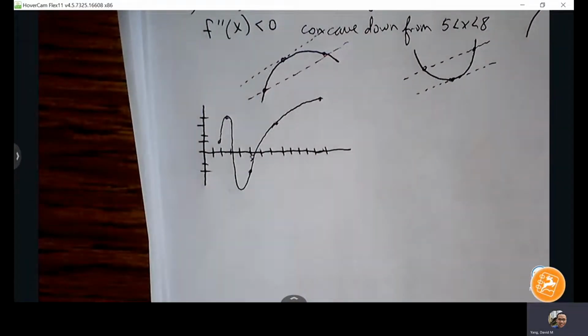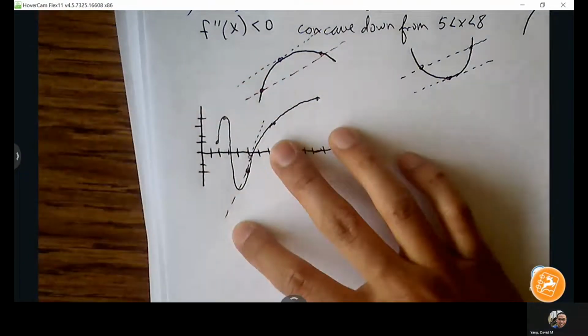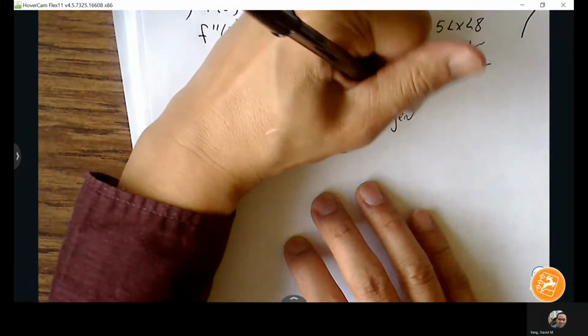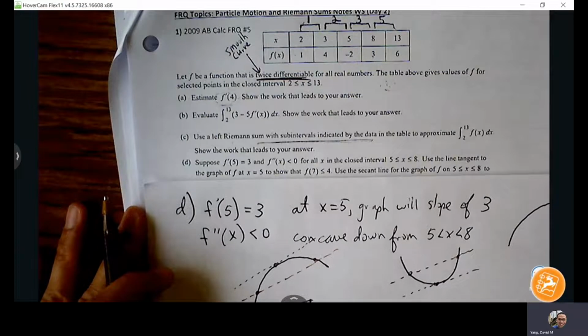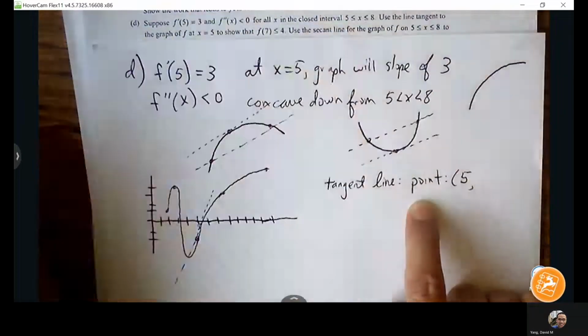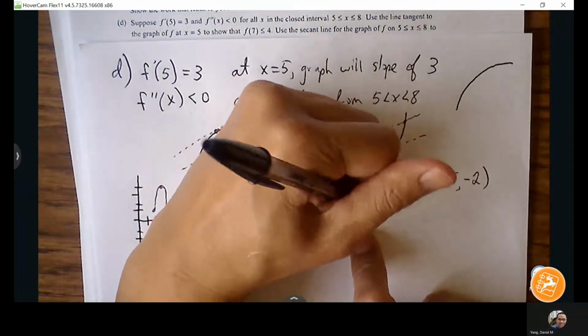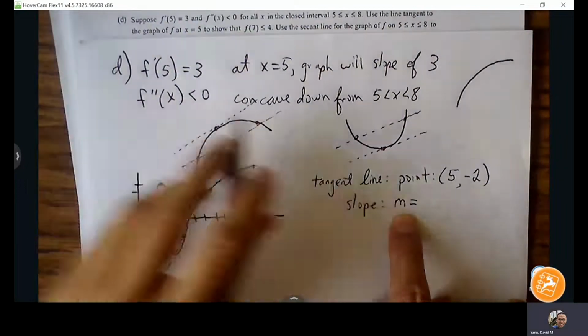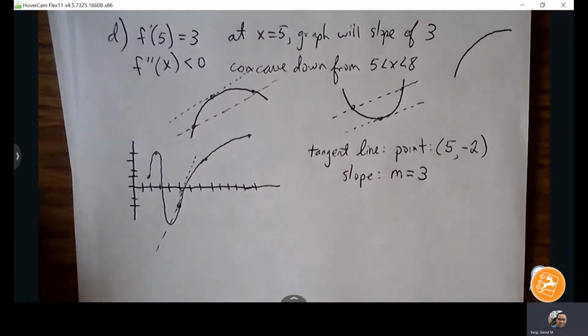Okay, so what we're going to do is find the tangent line to the graph at x equals 5. So let's create what the tangent line could look like, and then we're going to find the equation of that line. It says find the tangent line at x equals 5. So we need an ordered pair. What's my ordered pair at 5? Yeah, 5, -2. And the slope is what? 3, right? Okay. Tangent line, let's do point slope form.